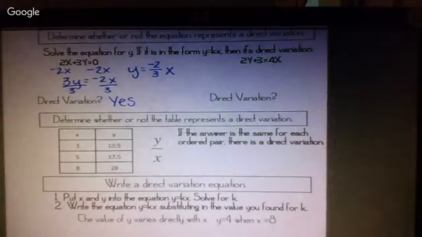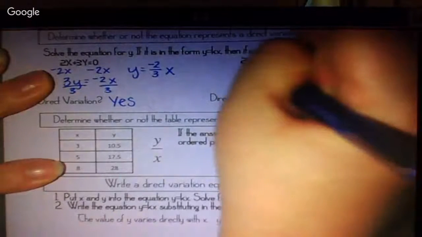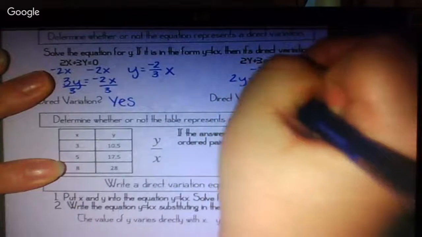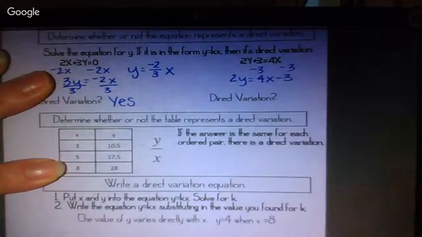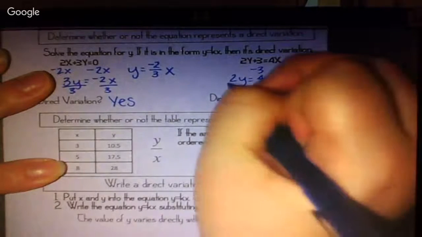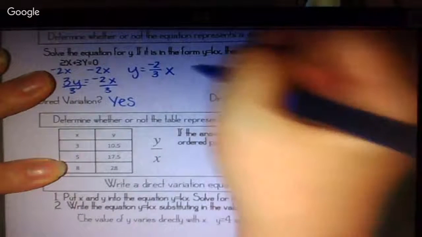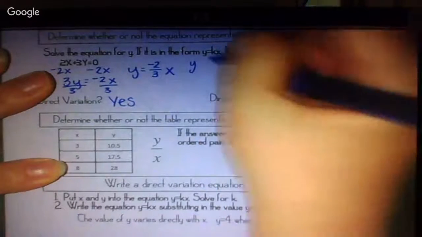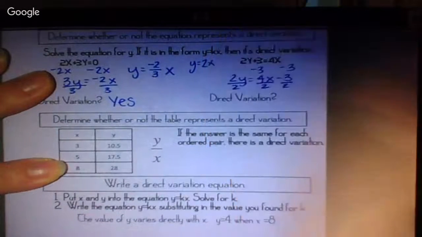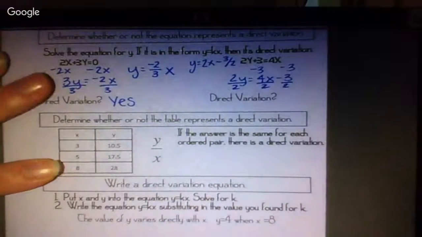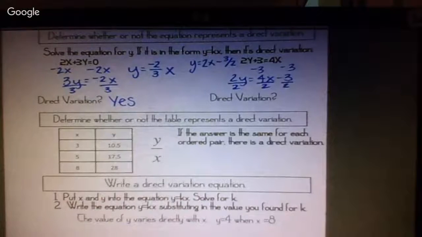If we go through and solve this, though, my first step should be subtract 3 from both sides. So, I get 2y equals 4x minus 3. We divide everything by 2. So, I'm going to write it up here because I ran out of room. Y equals 2x minus 3 halves. Okay? So, that minus 3 halves automatically makes it no direct variation. Yes, Teresa.